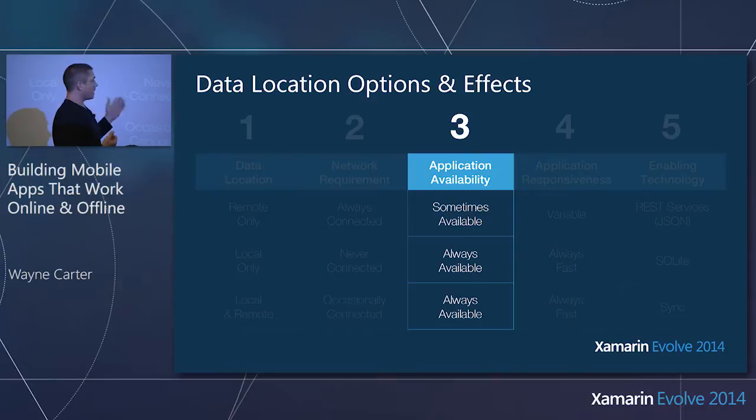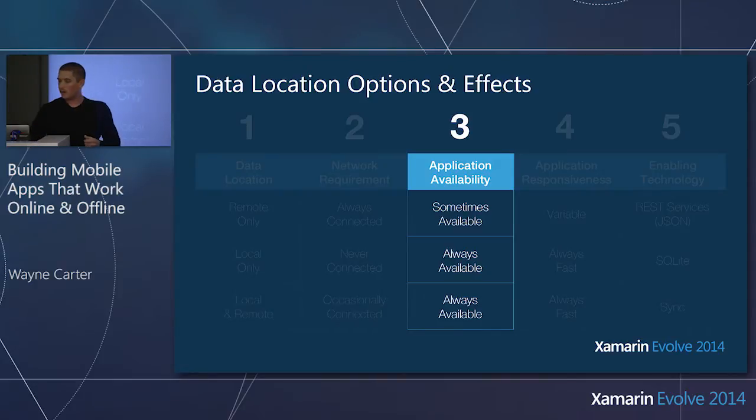Because the remote-only strategy is always dependent on a network to get the data to make the application work, it can actually only produce applications that are sometimes available. It can't produce applications that are always available because it's not always available. The local-only strategy never needs a network connection, so the data is always available, and the applications can be always available. And like the local-only strategy, the hybrid strategy also has its data always available, always local, so it can produce applications that are always available also.